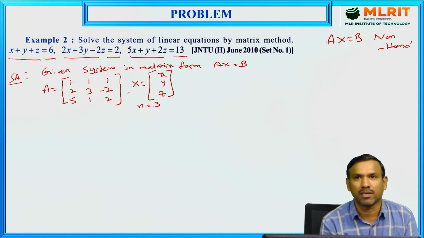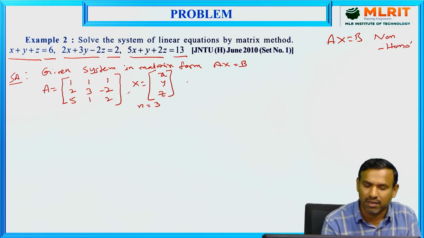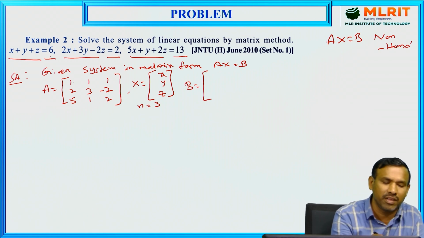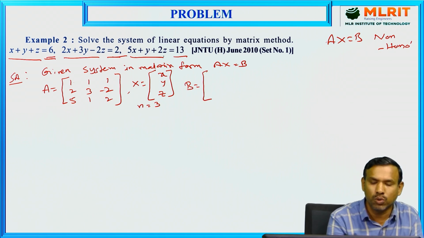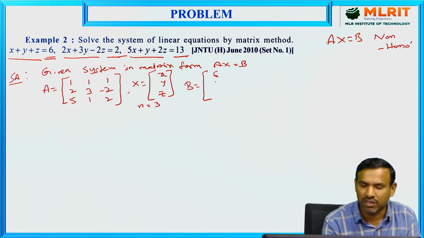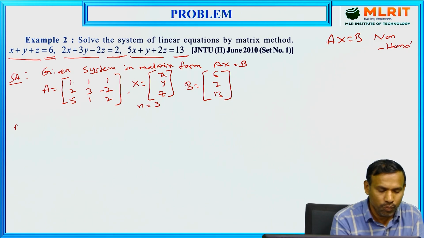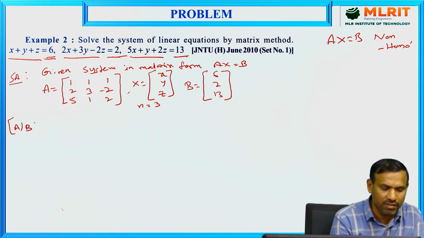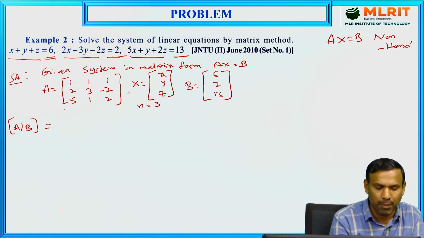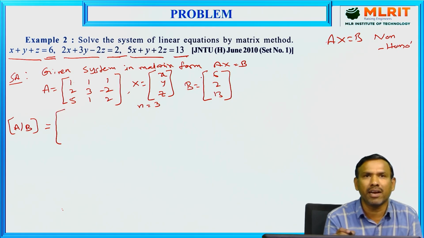This is very important while deciding the case. Next, B is the RHS, the constants on the right side of the equations: 6, 2, 13. First equation 6, second equation 2, third equation 13. So these are the coefficient matrix, unknown matrix and constant matrix. The solution depends upon the rank of A and rank of [A|B], as we discussed very well. So now [A|B]: put the A and B matrices together.